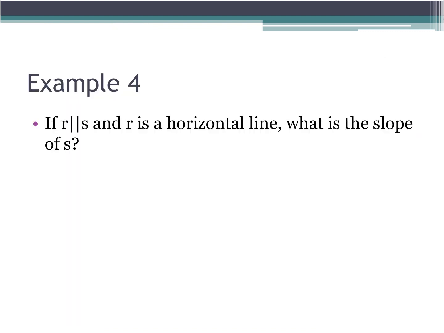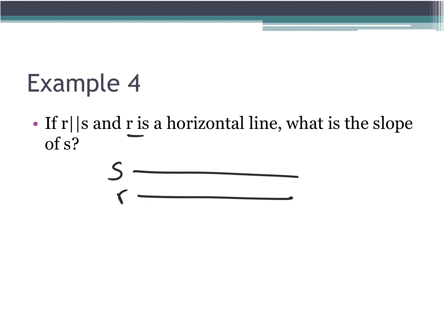If R and S are parallel and R is a horizontal line, what is the slope of S? Okay, guys, so they tell us that R is a horizontal line, so there it is. They're telling us S and R are parallel. There is the line S.